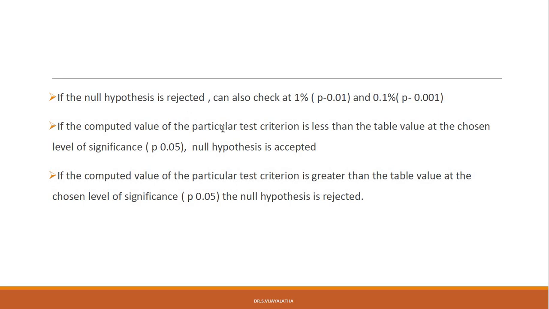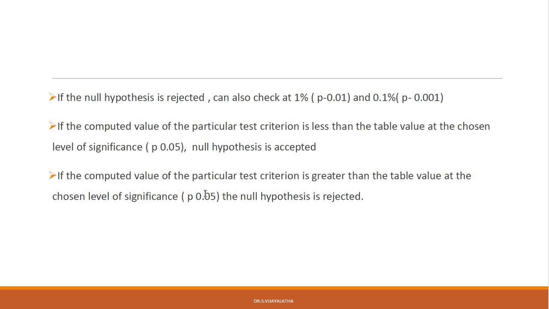Suppose the value is computed and we are getting the test criterion value, for example a t value. Then rejection is based on comparing the computed test value with the table value at the particular level of significance. In this case, we will always start with p.05. If the calculated value is less than the table value, we have to accept the null hypothesis. But if the calculated value is greater than the table value, the null hypothesis may be rejected and the alternative hypothesis may be accepted.